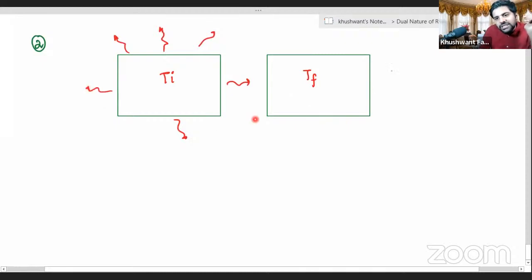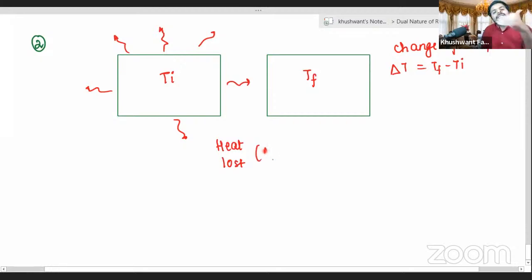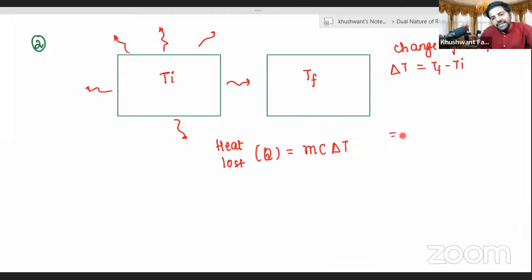suppose the change of temperature of the same body is represented by delta T, which is final temperature minus initial temperature. The heat that has been lost by the body is generally represented by the letter Q, or sometimes by the letter delta Q. One and the same here, it's given by M into C into delta T, where M is the mass of the body. What's the meaning? We'll understand that.